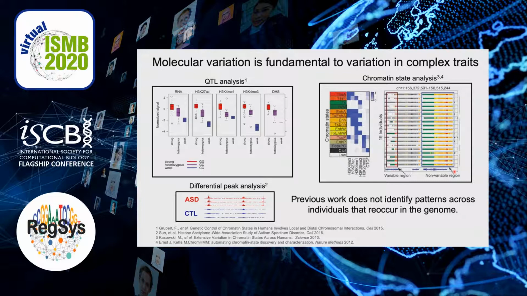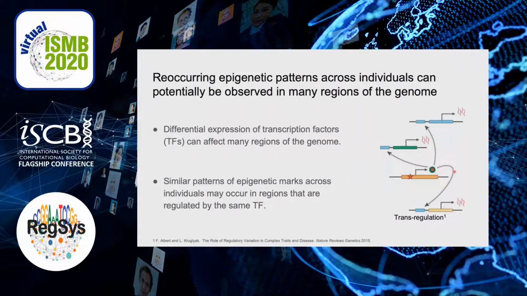Although these approaches identify variable regions of the genome, none of them identify patterns across individuals that reoccur in the genome. They all look for variation locally in a specific consensus region. One reason that we might expect to observe reoccurring patterns of epigenetic variation across individuals is trans-regulation. Differential expression of transcription factors can potentially affect the transcription of many other genes in the genome. Since histone modifications are known to impact local gene expression, we may expect to observe similar patterns of epigenetic marks across individuals in regions that are regulated by the same transcription factors.